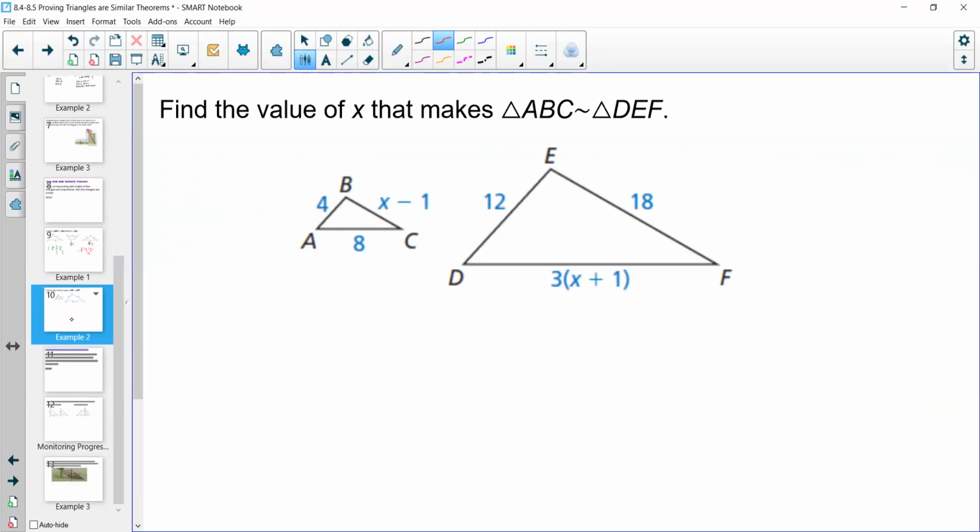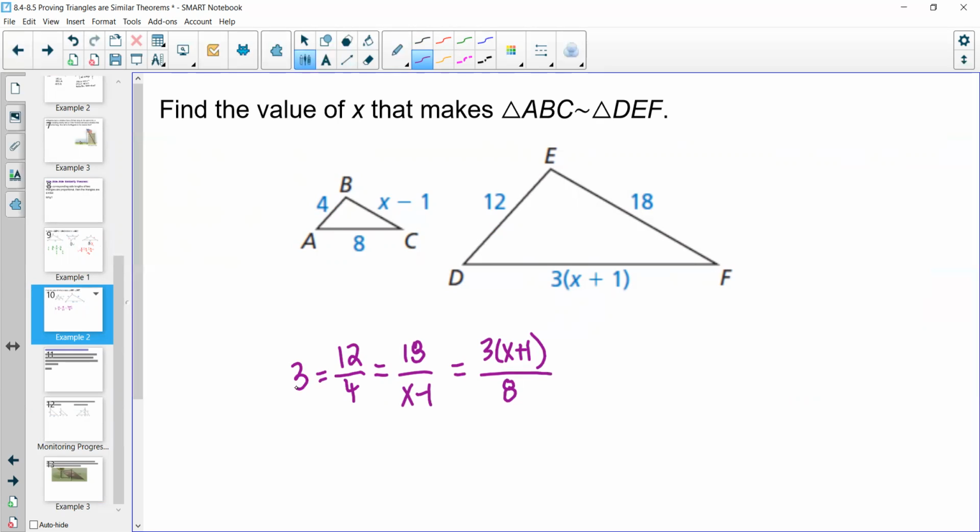So find the value of x that makes these two things similar. That means they need to be proportional. Because they have to be proportional, we know that those corresponding sides need to have the same ratio. So I'm going to look at this. We've got 12 over 4, with this ED to BC to BA, and that should be the same as 18 over x minus 1, which should be the same as 3 times x plus 1 over 8. Now we know that these proportions all have to be the same, and guess what? They all need to equal 3.